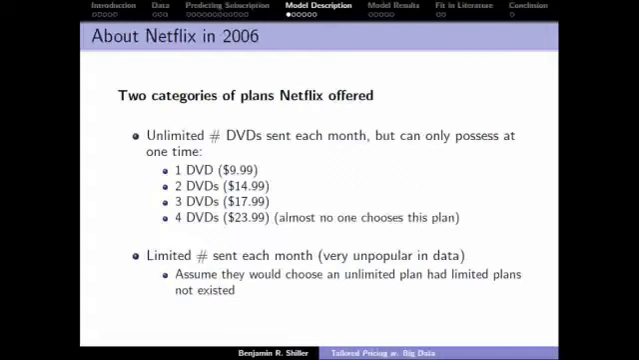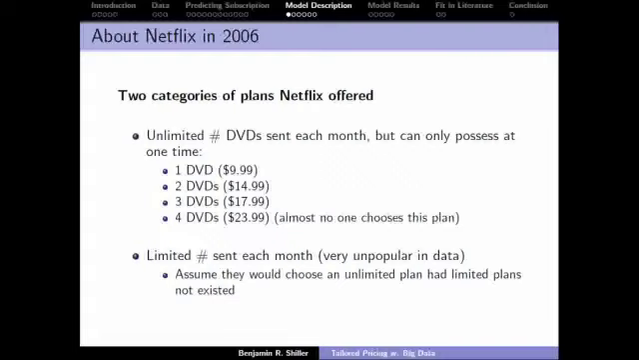There were 4 unlimited plans, 1, 2, 3, and 4 DVDs at a time. Almost no one in my data who I observed buying bought the 4 DVDs at a time. So it's mostly these first 3, though that doesn't actually affect my analysis at all. Anyone who bought the 4 DVDs at a time, from the standard theoretical model, would have bought the 3 DVDs at a time had the 4 DVDs at a time not been available.